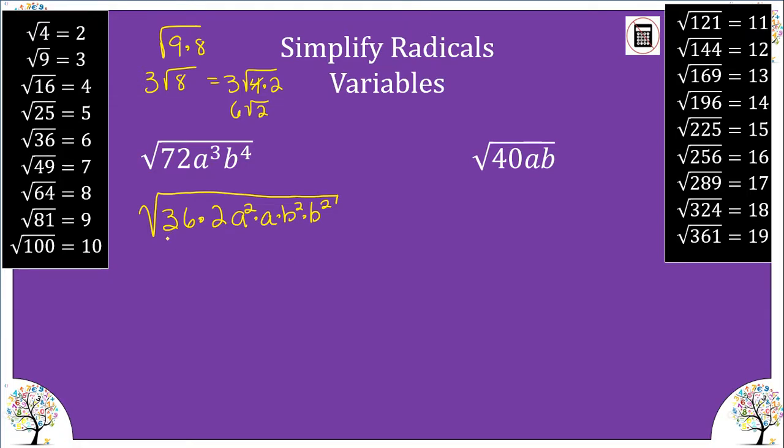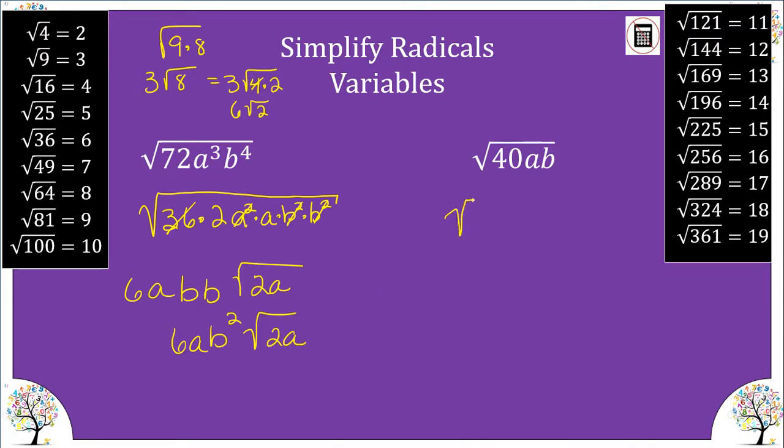Okay, let's take the square root of 36. This gives me 6. The square root of a squared gives me a. The square root of b squared gives me b. And the square root of this b squared gives me b. And I'm left with a radicand of 2 times a. And let's put our b's together as one factor. And that's our final answer.